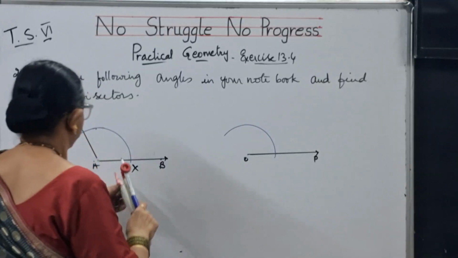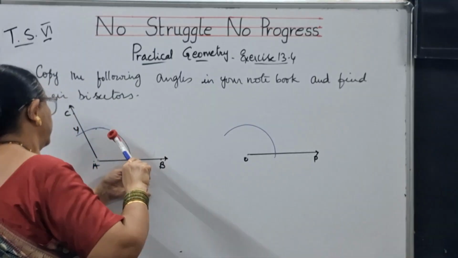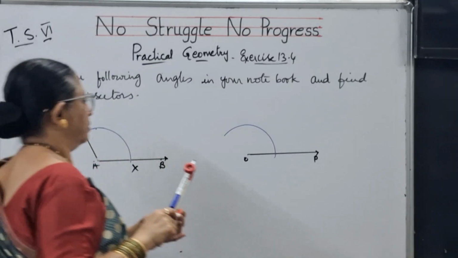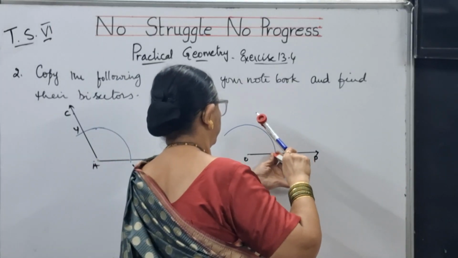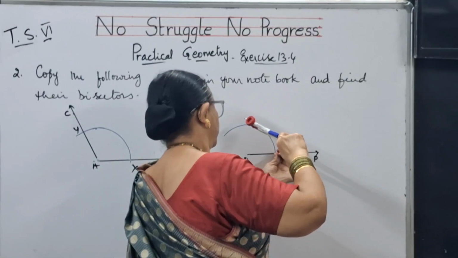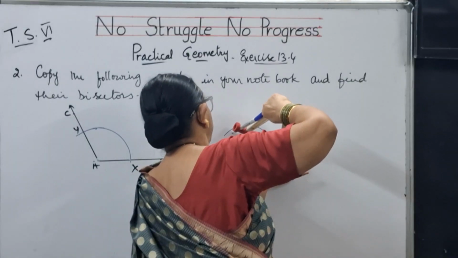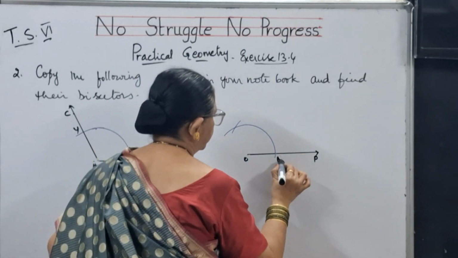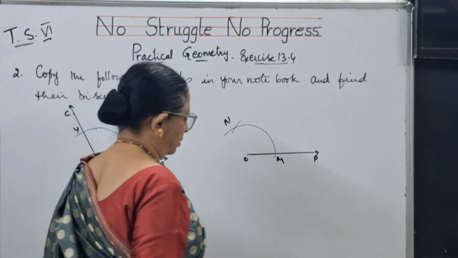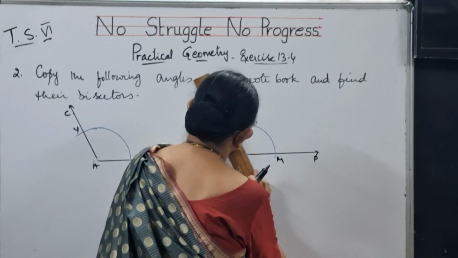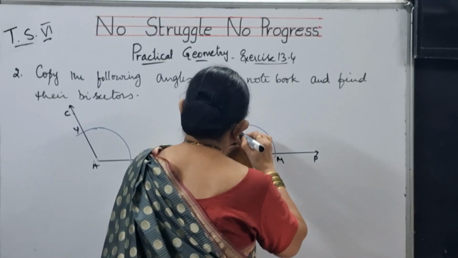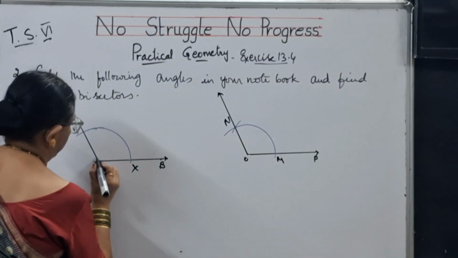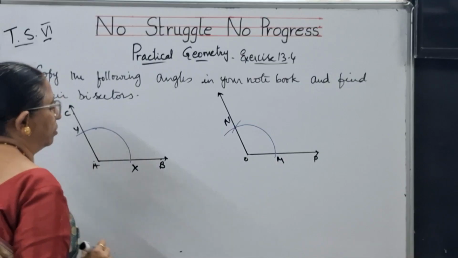Now X as a center, XY as a radius. This is the radius. From this point as a center, I should cut an arc like this. So this is M and this is N. Now I have to join O and N. So this is the angle that you have got here.